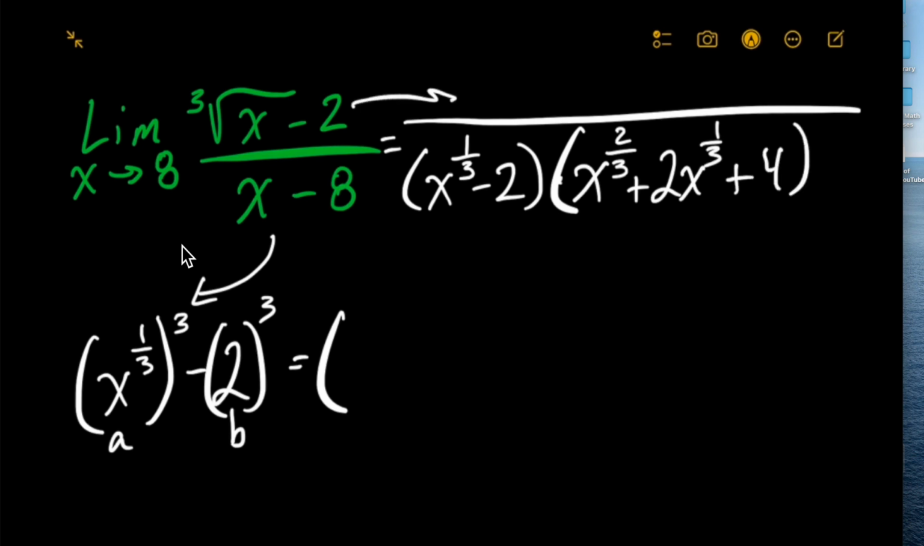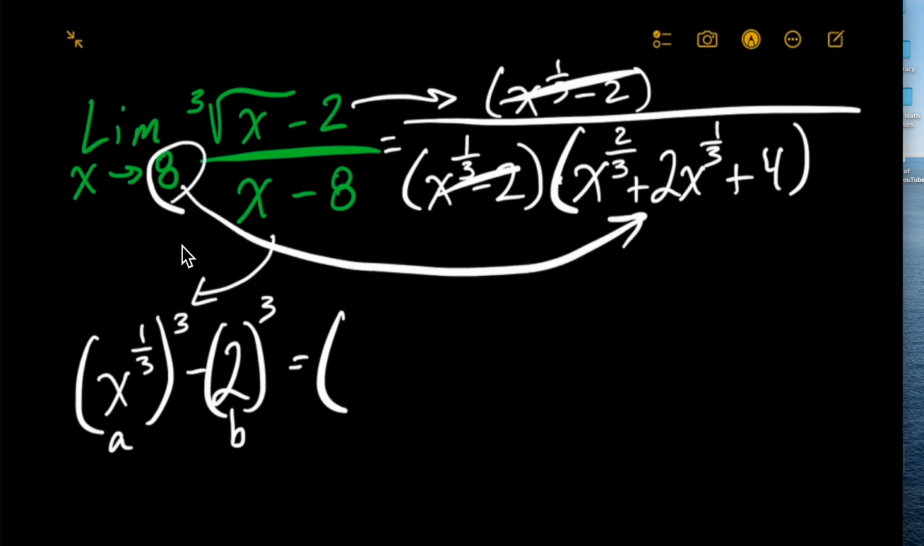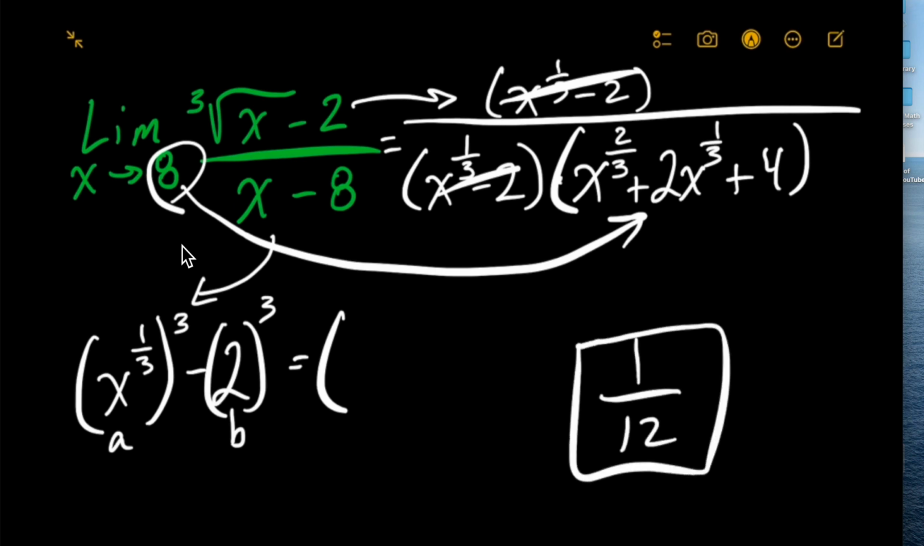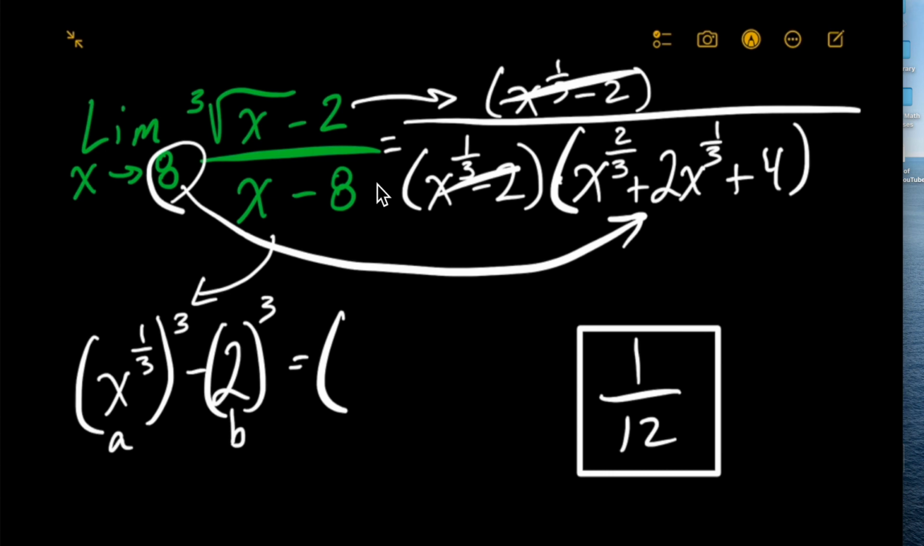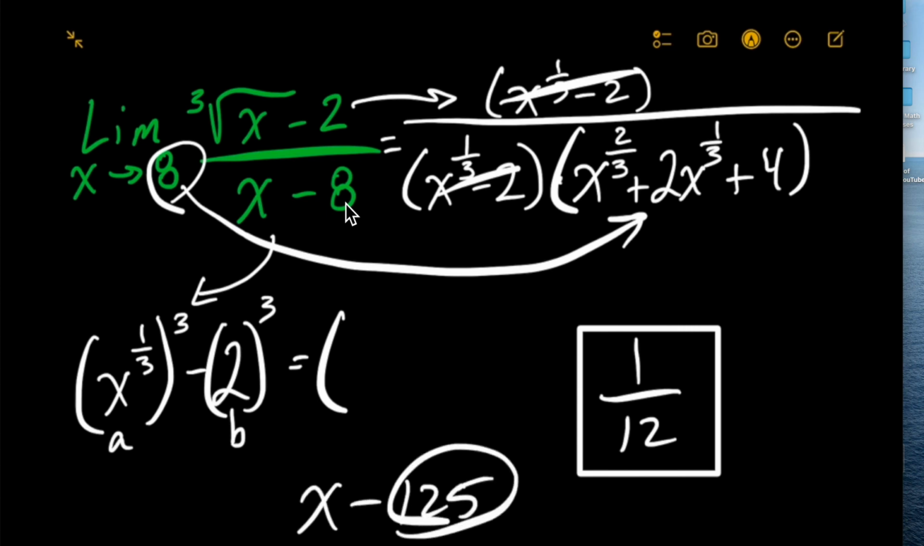Now, when you rewrite this as a fractional exponent, these go away, and you just plug in 8 into here, and you will end up with a limit of 1/12. Again, recognizing this is the difference of two perfect cubes. You might see x minus 125. That's a perfect cube. This is the difference between x to the 1/3 cubed minus 5 cubed.